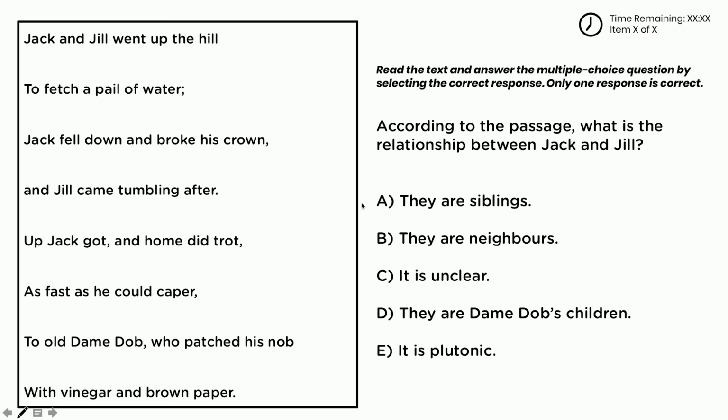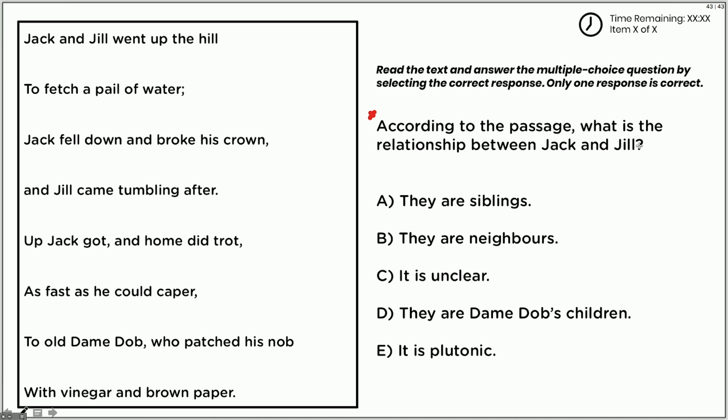It says, according to the passage, what is the relationship between Jack and Jill? Okay, Jack and Jill went up the hill to fetch a pail of water. Jack fell down and broke his crown, and Jill came tumbling after. Up Jack got, and home did trot as fast as he could caper to old Dame Dob, who patched his knob with vinegar and brown paper. What is the relationship here?